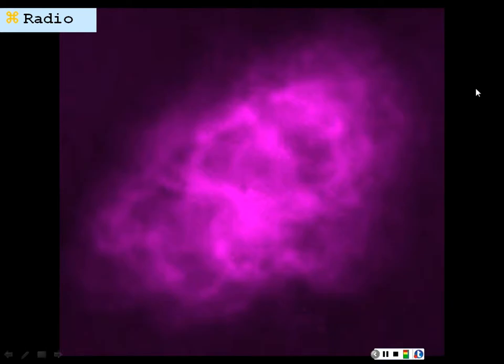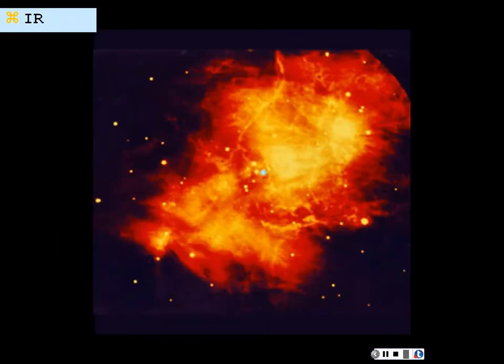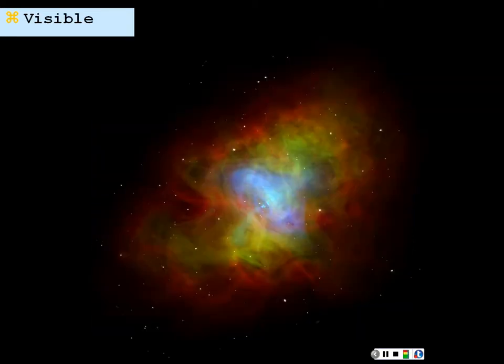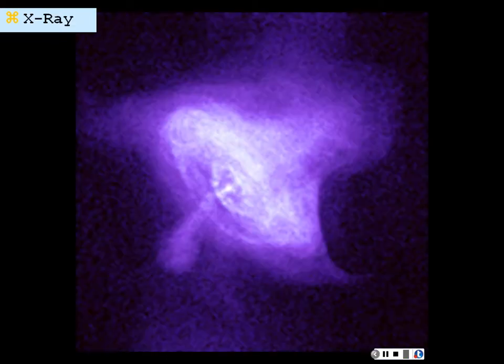Here's an example. Here's a very famous object out in the universe, and this is the way it looks due to radio waves. Here's the same object, and this is the way it looks in the infrared spectrum. The same object, looking at it using visible light. The same object as we look at the X-ray portion of the spectrum.